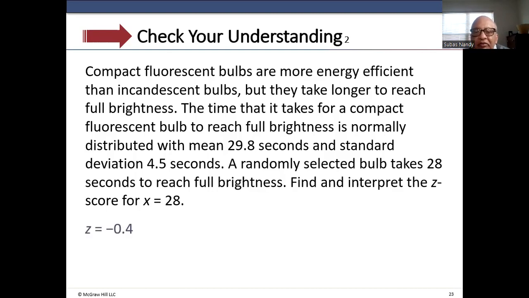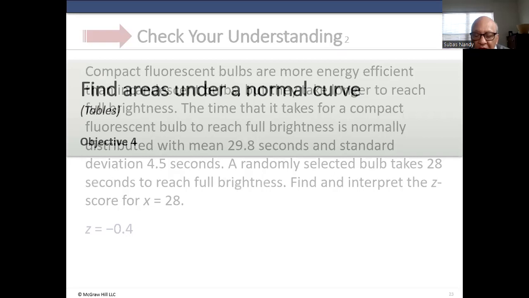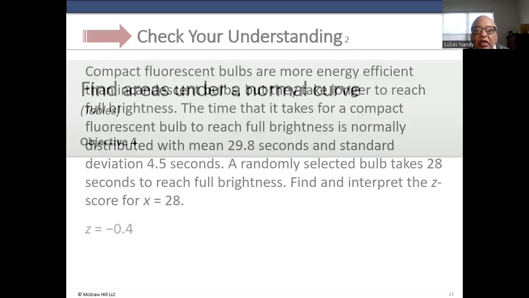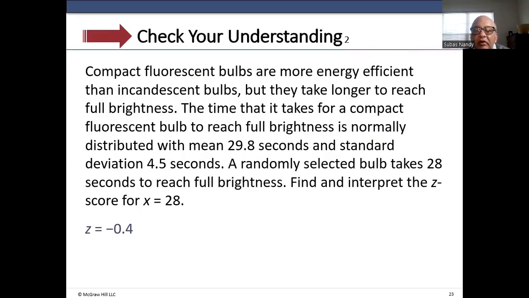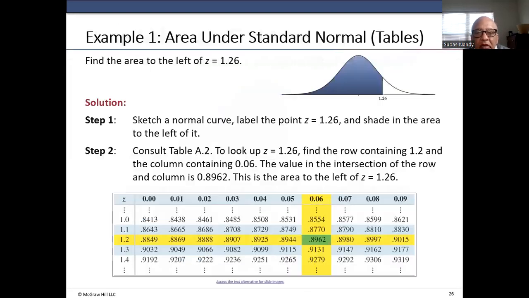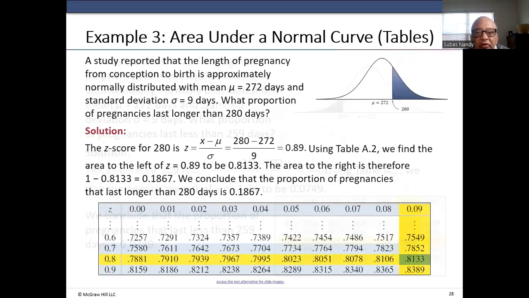A negative Z-score means below the mean, because the number 28 is lower than the mean 29.8, so it is on the left of the mean. So it is below the mean by how many standard deviations? 0.4. Okay, we are not going to use tables, so I'm going to skip this.